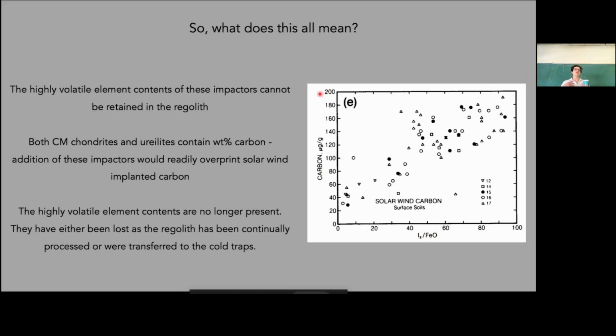In this case, carbon is solar wind implanted. If we're saying that CM chondrites and ureilites reflect the largest impactor mass addition to the moon's regolith, the carbon content does not allow that. This means that the highly volatile element contents of these impactors cannot be retained in the regolith we sampled today. This means either the highly volatile element contents are no longer present, they've been lost as the regolith has been overturned with time, or they were transferred to the cold traps immediately. So this is telling us that we're sampling a long-term event where some of the chemical abundances aren't there anymore. In this case, carbon's been lost over time as the regolith's been overworked, even though both of our impactors would contain a lot of carbon.